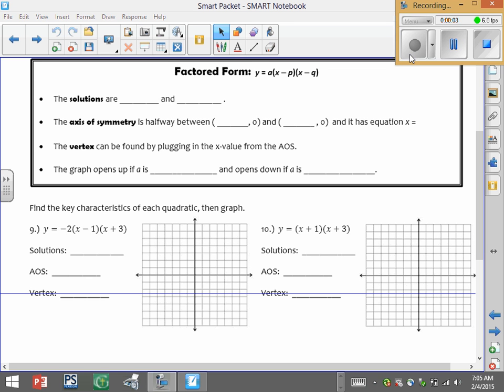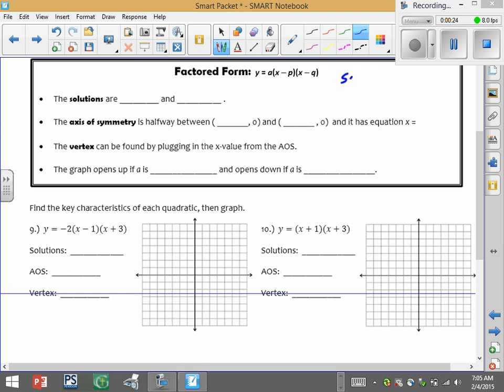We'll take a look here at the factored form of an equation. So we've seen standard form, we've seen vertex form, and this is factored form. What you're going to end up doing with factored form looks an awful lot like what we did last unit where we started to factor these quadratics down. But we can use factored form to help graph these by using the solutions.